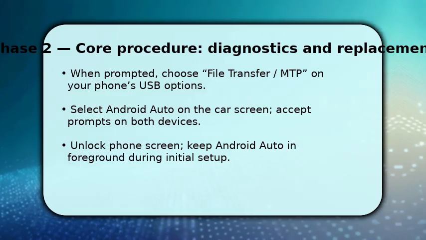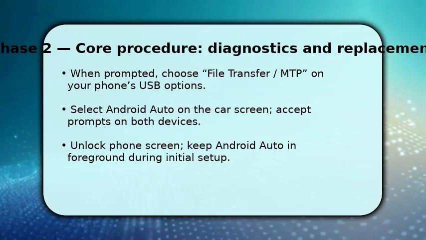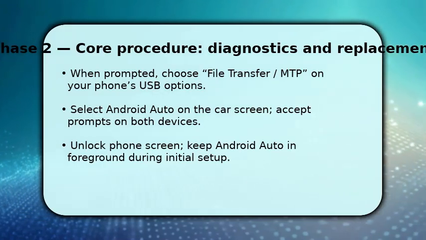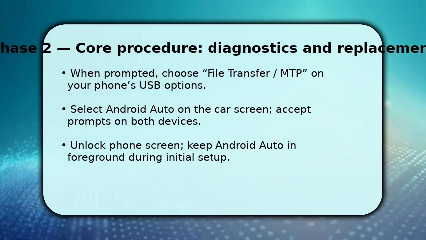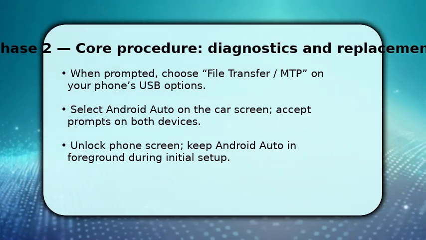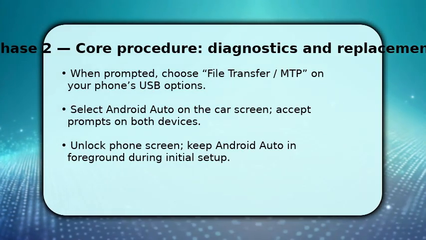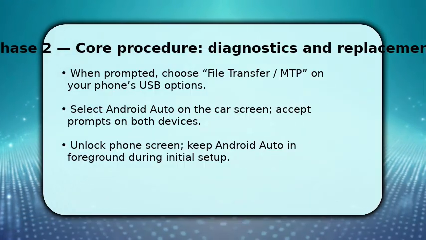On the Urban Cruiser display, select Android Auto when the option appears. The system sends a handshake request that you must accept on the phone. Make sure the phone is unlocked, and Android Auto remains in the foreground during the handshake, because background apps can block permissions. This ensures the car and phone exchange profile, app, and audio routing information correctly.